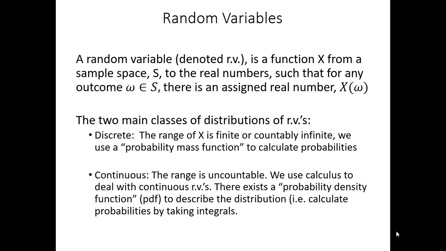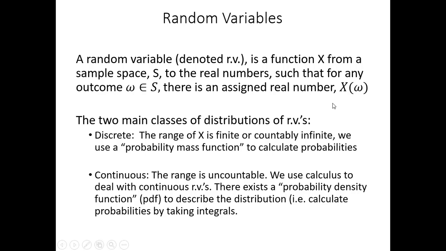So we define a random variable, which I will denote by RV, as a function X from a sample space S to the set of real numbers such that for any outcome omega in our sample space, there is an assigned real number X of omega. We usually drop the functional notation and we just use a lowercase x to represent values of this function capital X. So remember, capital X represents the function itself. The lowercase x's would represent values that the function can take on.